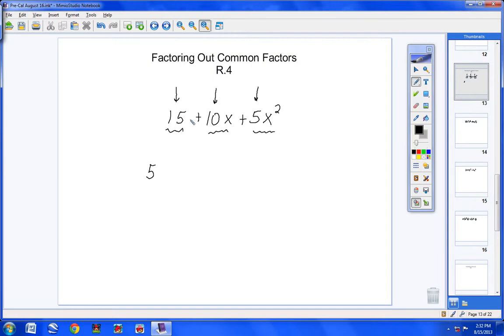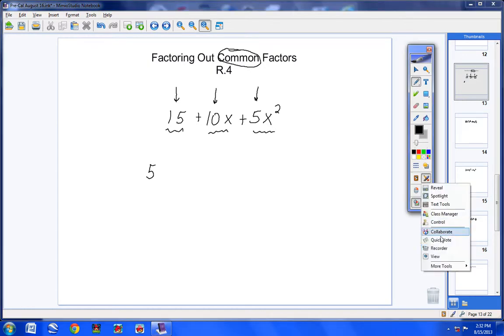Now take a look at your variables, your x's. Notice I have 2 x's here. Notice I have 1 x here, even though you can't see that 1. Oh, notice I have no x's here. So let me ask you a question. If you look at the directions here, if we're trying to pull out factors that are what? Common, then that means we're trying to pull out of each one of these terms what is common.